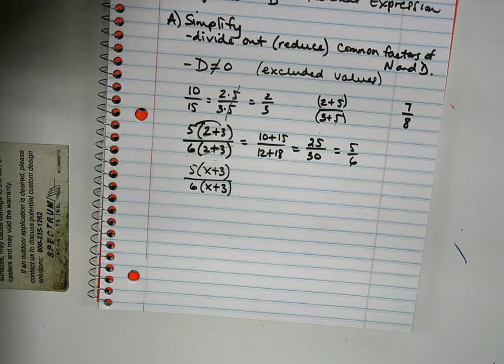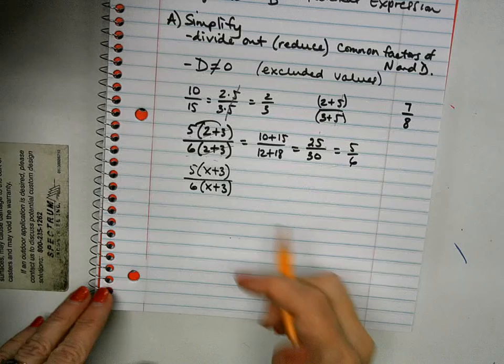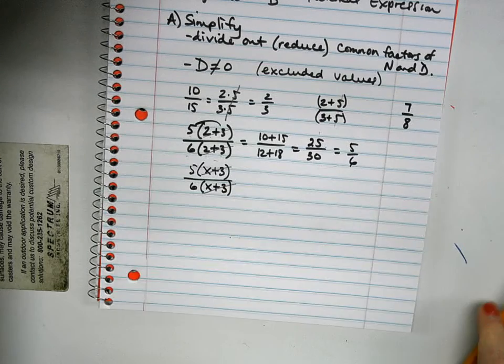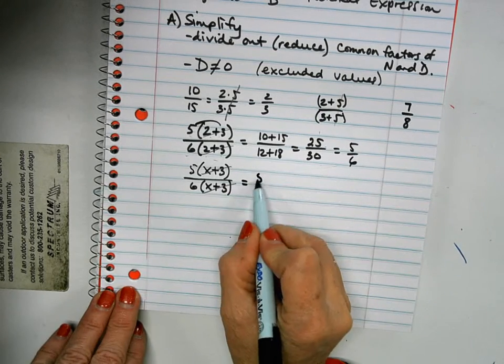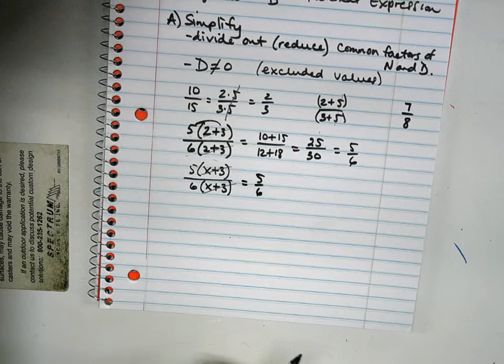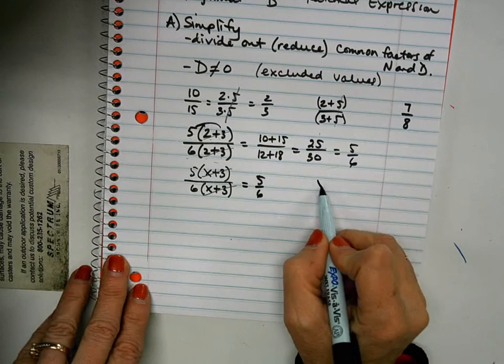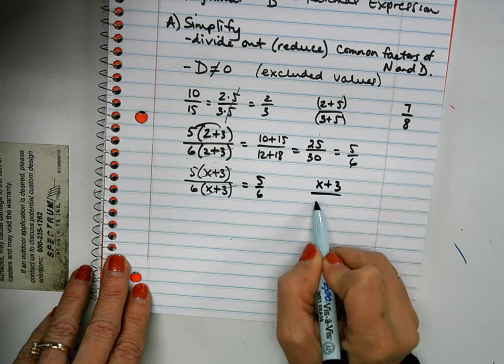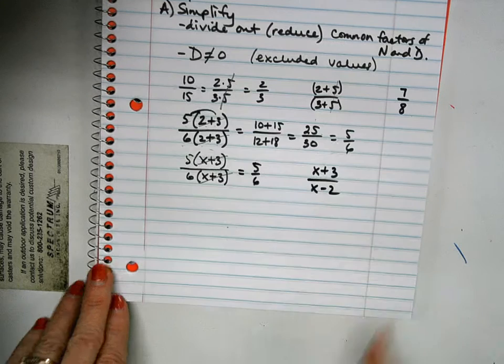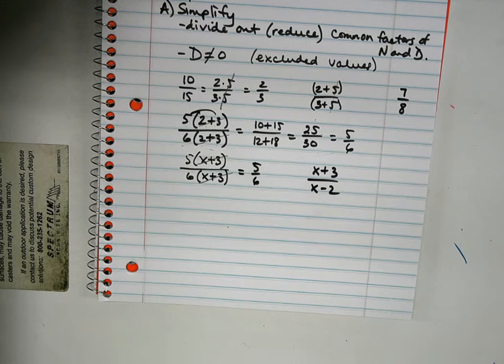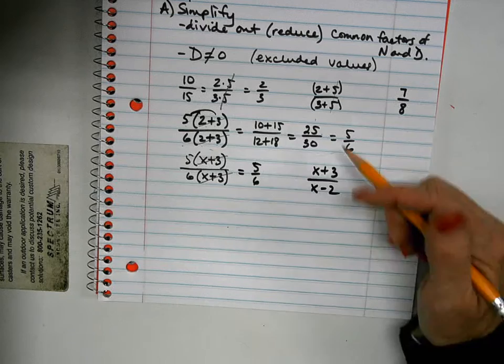That plus sign ties those guys together. You've got to cancel the entire thing. So this I could reduce and get an answer of 5/6. Okay? What I can't do, if I had x plus 3 over x minus 2, is cancel those x's. And that's where we mess up. We think, oh, cancel these x's.